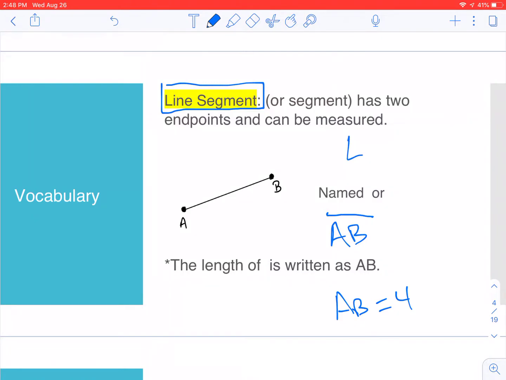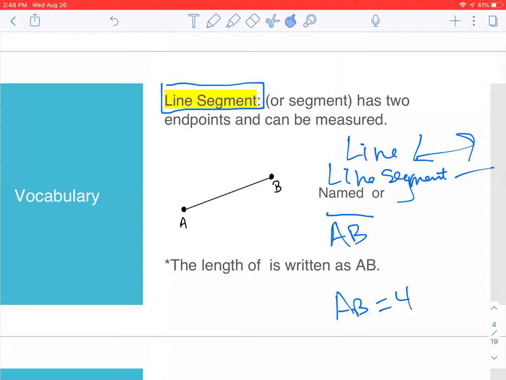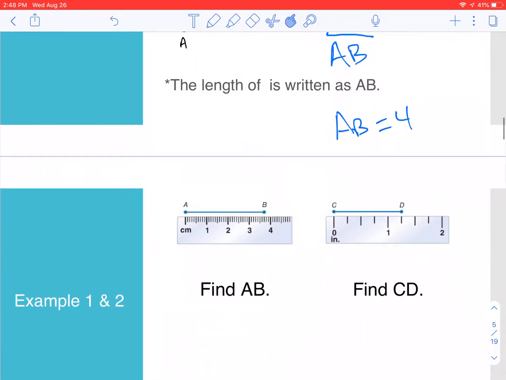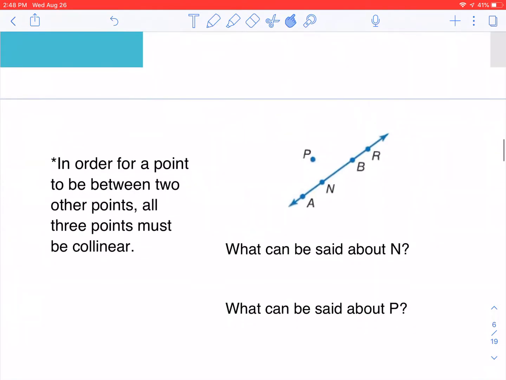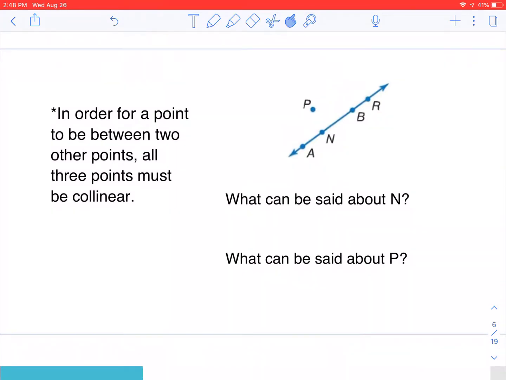Remember, a line is an arrow symbol. A line segment is just a straight line. So today we're going to be working with line segments. We're not going to do any measurement, but we're going to talk about between points.